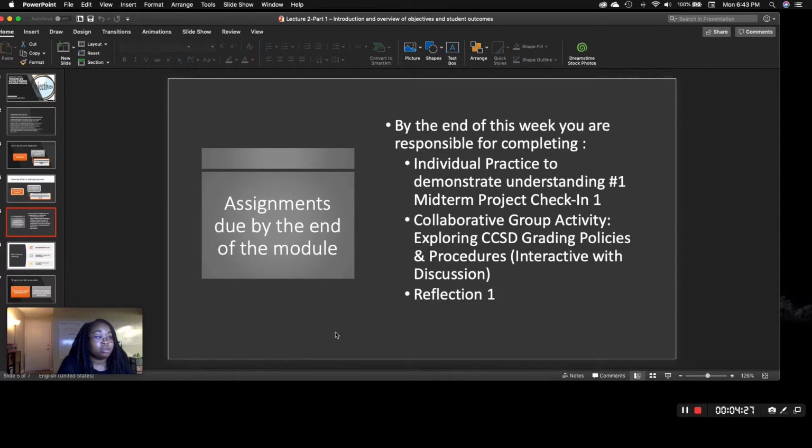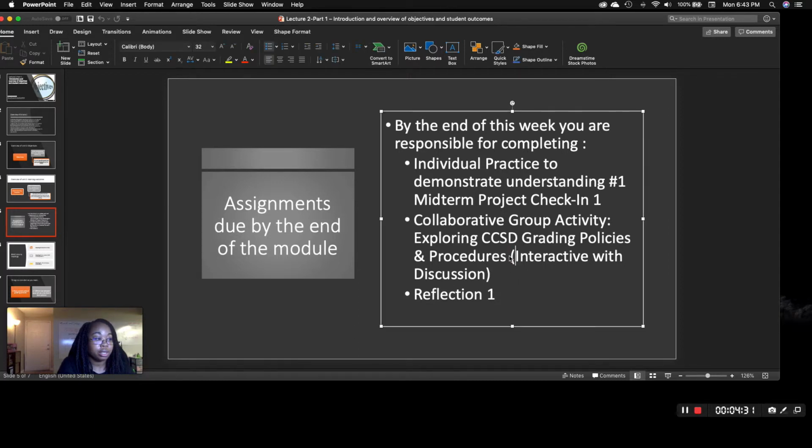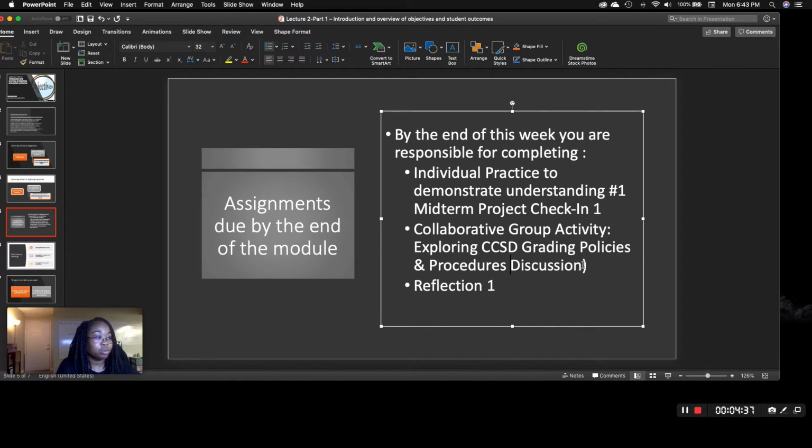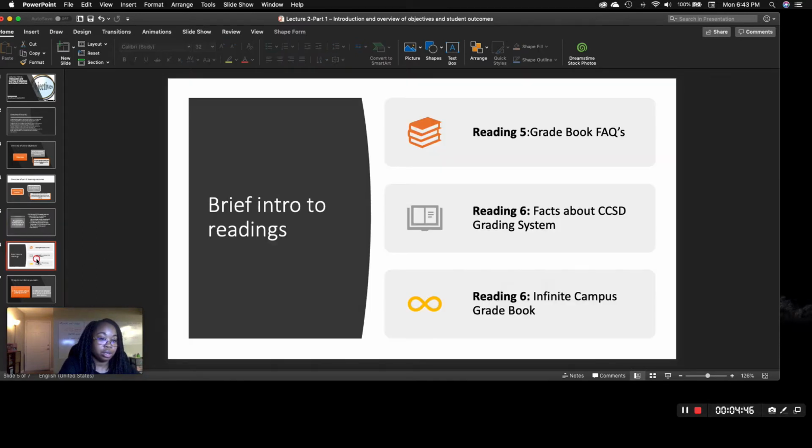Here are the assignments due for the end of the week. Remember, I said this is a discussion, not an interactive. I was going to add a timeline in. However, I didn't want to overwhelm you since you already have one large thing that's due, and you do have a reflection due this week.